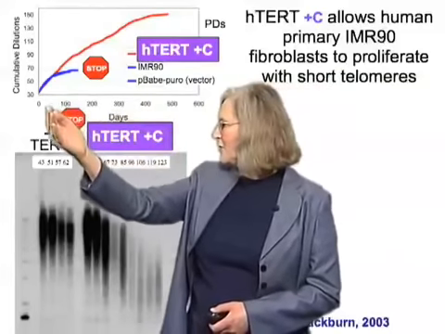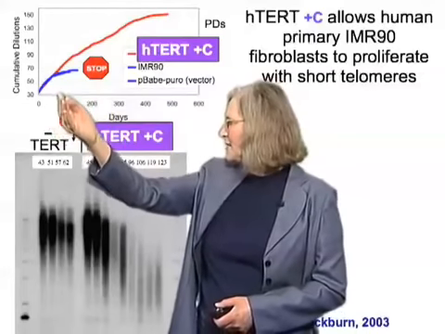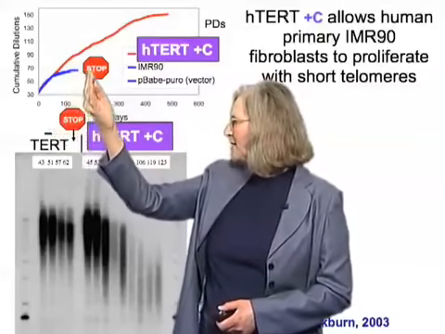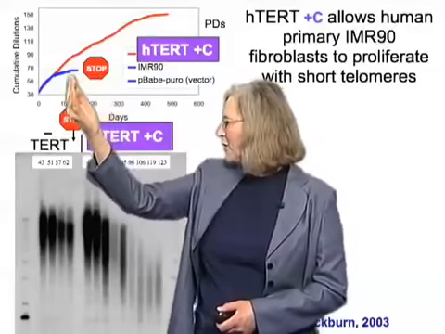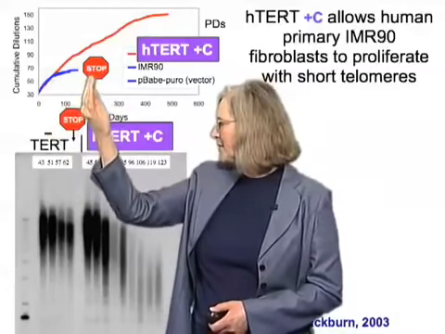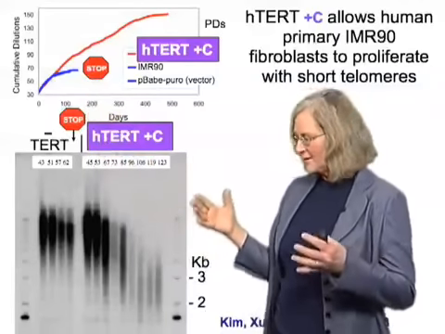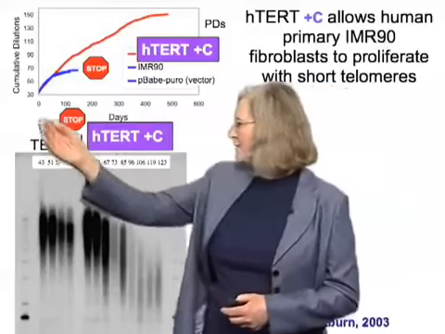So if you culture human fibroblasts, normally what you find is that the cells will continue to multiply for a while, and then they'll cease multiplying any further. So the curve flattens out. So you see they've undergone something like 50 or so divisions. Okay? And if you put in a control vector, which would be important, you'll get the same curve.